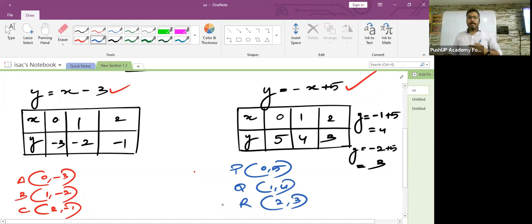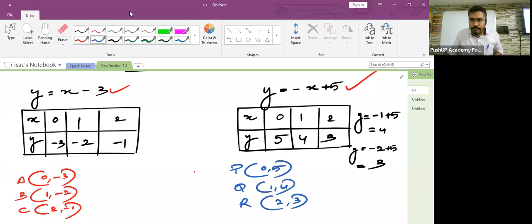Excuse me, sir. Yes? Sir, both the lines will be intersecting each other. I don't think so, Dikshit. Either it will be parallel or it will be perpendicular. I think this is perpendicular.